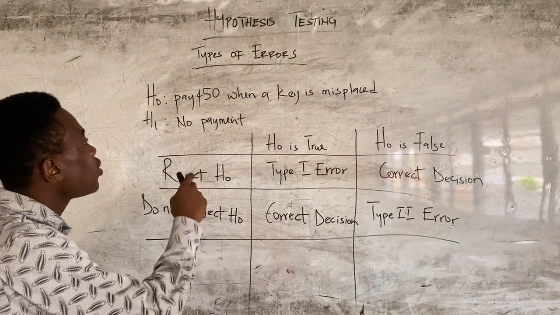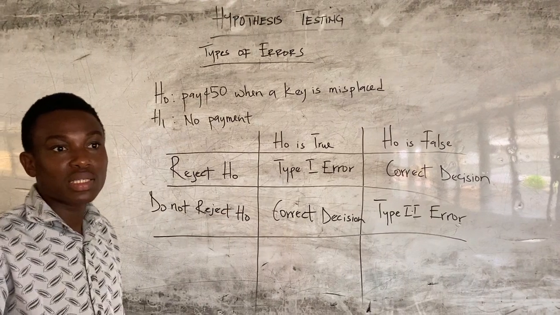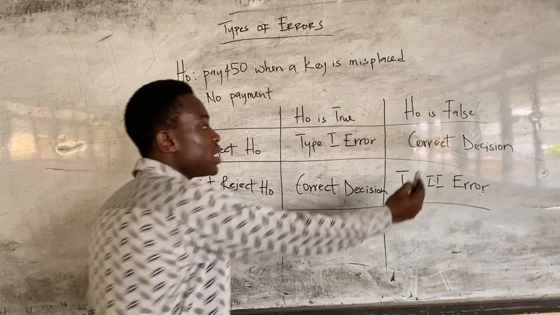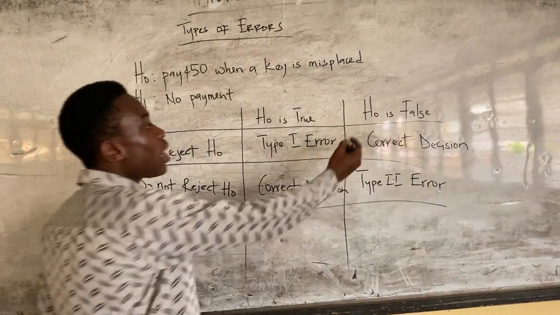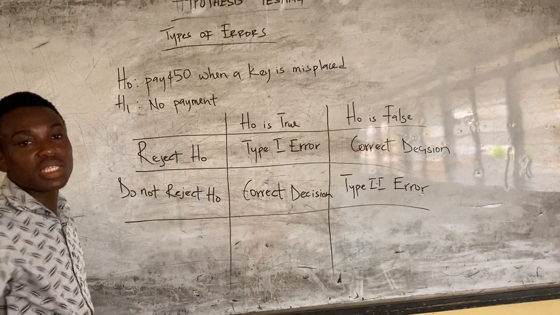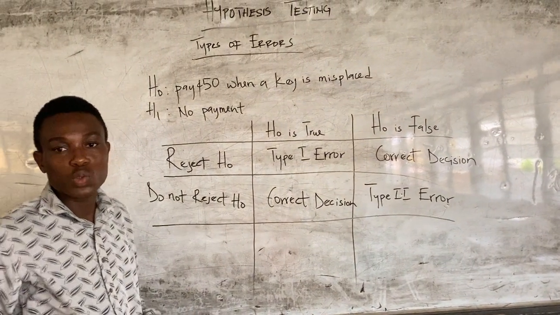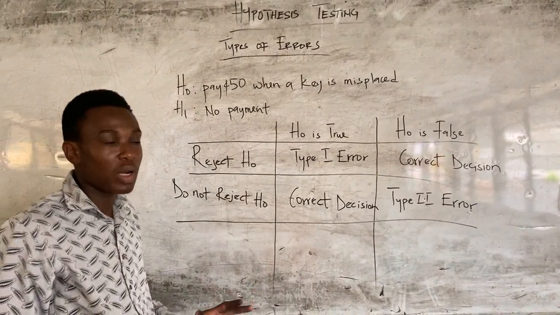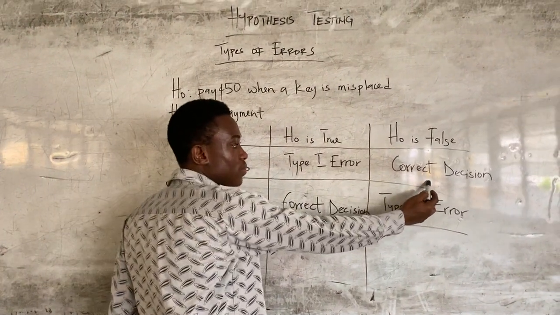So the key over here is not misplaced. So we are saying the student is not paying any amount. Then we've made a correct decision because the null hypothesis is false. So we are rejecting the null hypothesis, which means the key is not misplaced. The student has not misplaced the key. So the student is not going to pay any amount. So that's a correct decision.